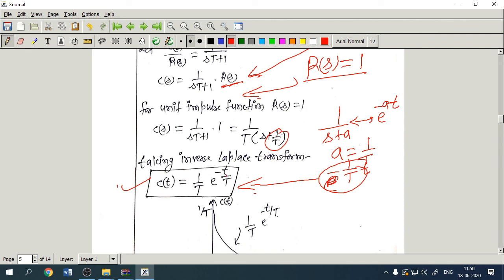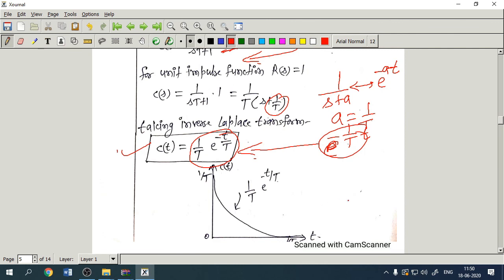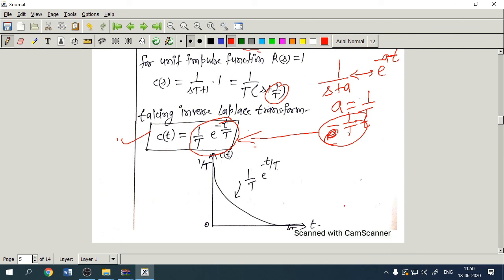Then this term is an exponential decay function. Now we will plot the curve. Now we will put the value t equal to 0. Put t equal to 0, then e to the power minus 0 is 1. That means the value at t equal to 0 is 1 divided by T. That means here is t equal to 0 and here is 1 by T.